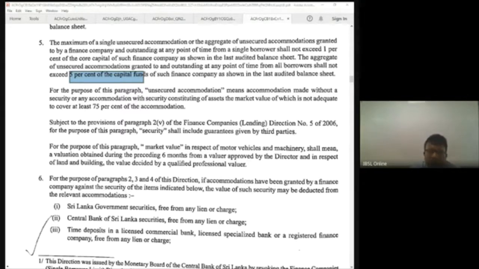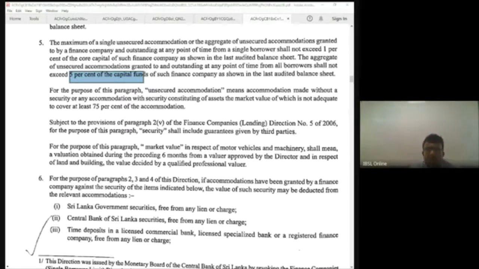Paid up ordinary shares. Right? I'll give you the elements of core capital. Number one is paid up ordinary shares. That is the biggest component of core capital. Then you have non-cumulative preference shares. Non-redeemable, non-cumulative preference shares. Then you have retained earnings. So the accumulation of this belongs to your core capital. Suppose you have paid up ordinary shares plus non-redeemable and non-cumulative preference shares plus retained earnings. Let's say you have 100 million. So your core capital is 100 million.